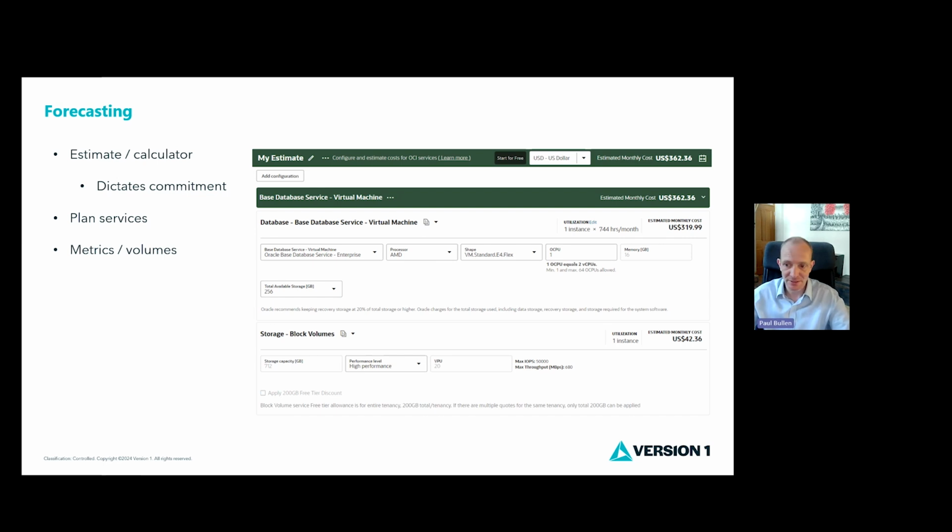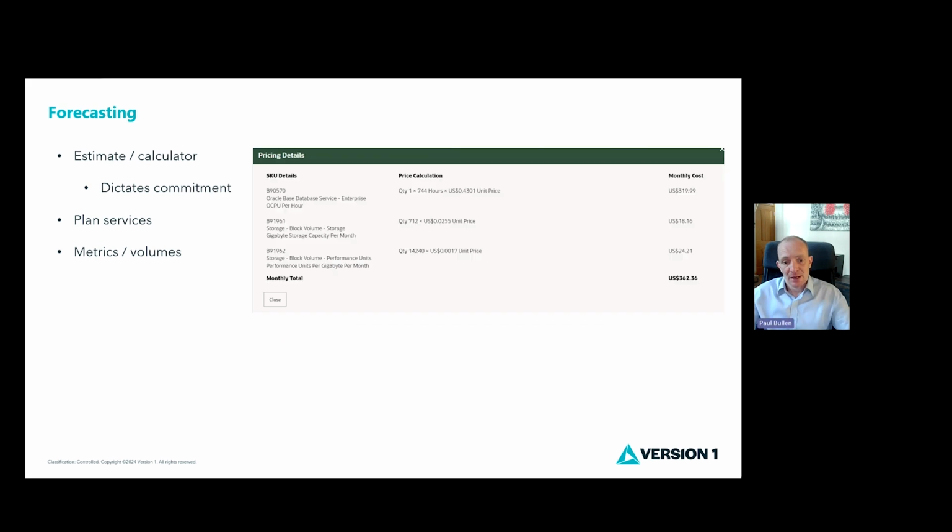So you can see on this estimate here, this particular server is estimated to cost $362 per month. And again, the cumulative effect of working that out over a year and then over the overall commitment period, combined with all the other services, makes up what your commitment will be.